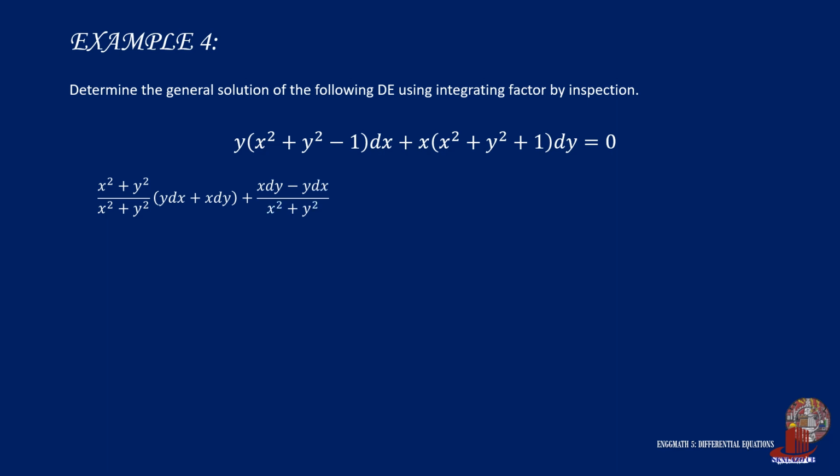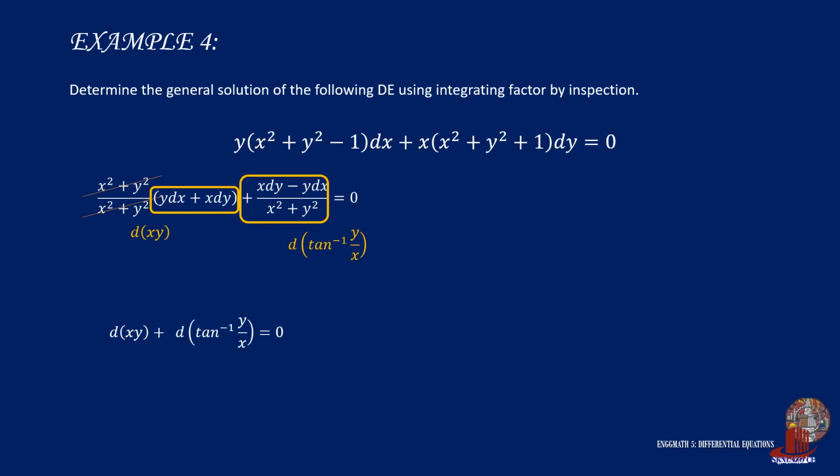After multiplying the integrating factor, it is noted that x squared plus y squared from the first term will cancel out, making the rest of the term readily integratable. The second term is also completed with the denominator, thus it can be simplified as d arctangent of y all over x. So by integrating the resulting equation, we arrive with xy for the first term and arctangent of y all over x for the second term, and c for 0.